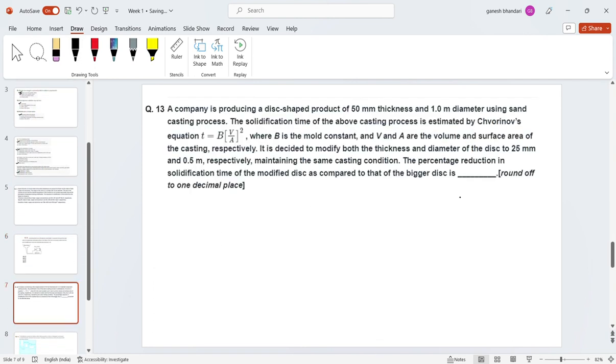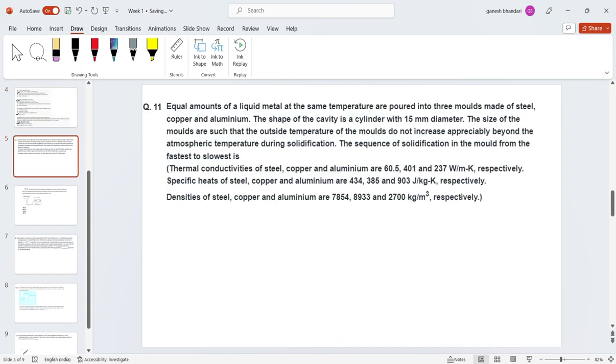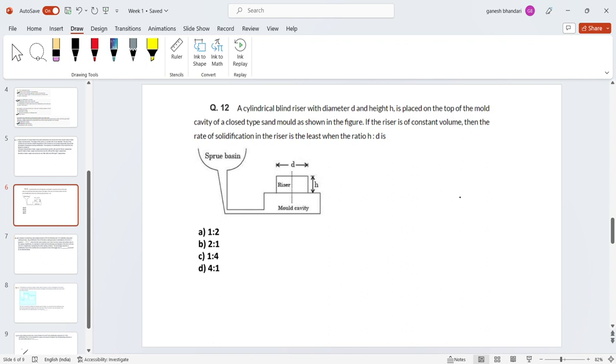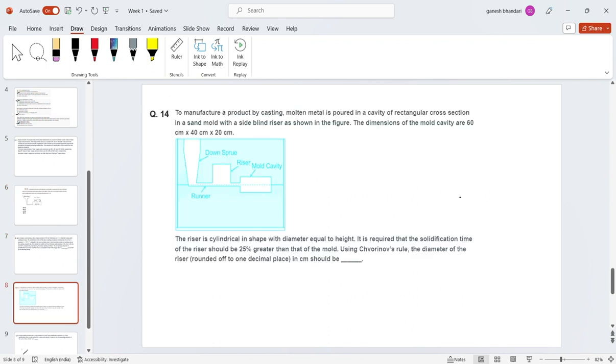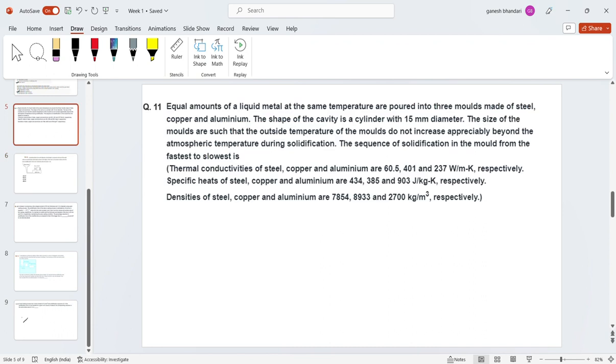Now I have added five numericals which are very easy to solve. We will go through them one by one, and hopefully we will conclude after 30 minutes. So let's move to question number 11.